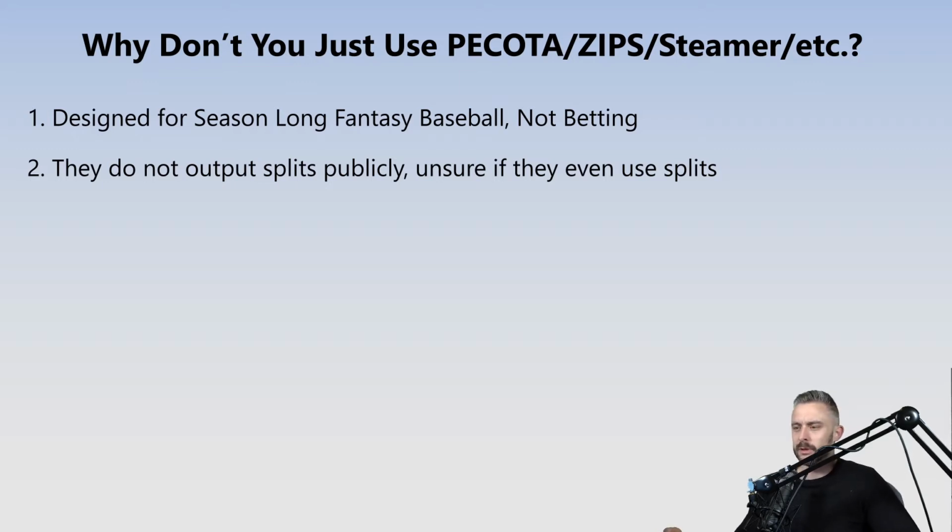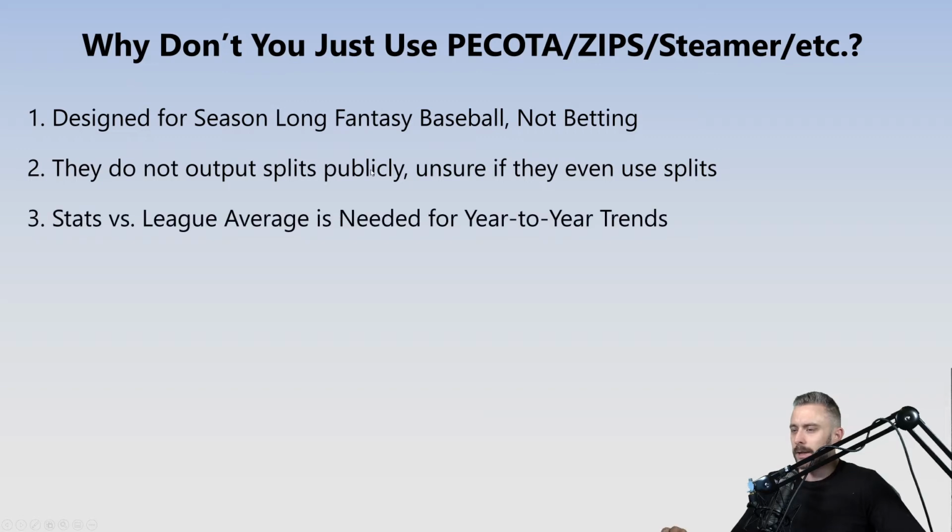Splits, when I say splits, I mean like left versus left, right versus left, left versus right, home and away, all kinds of different ways you can split out a player's stats based on situation. All of the stats that they output are just general, season-long stats with no splits or anything. And lastly, they output what they expect their stats to be, not percentages, not versus league average.